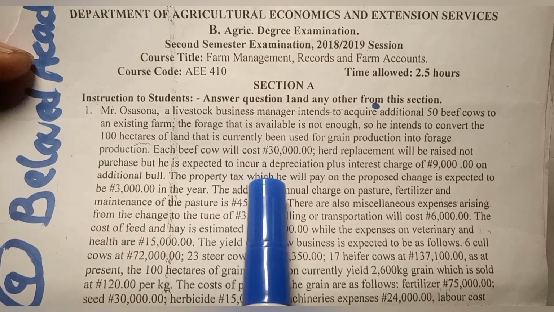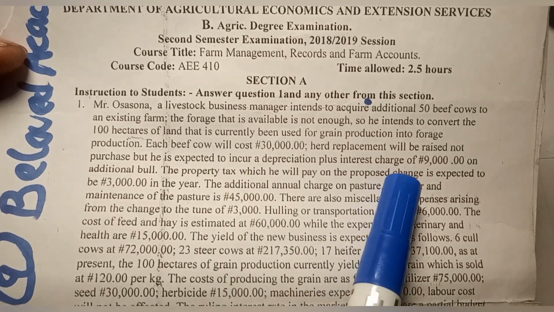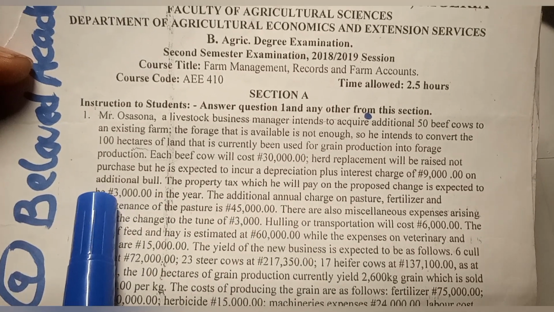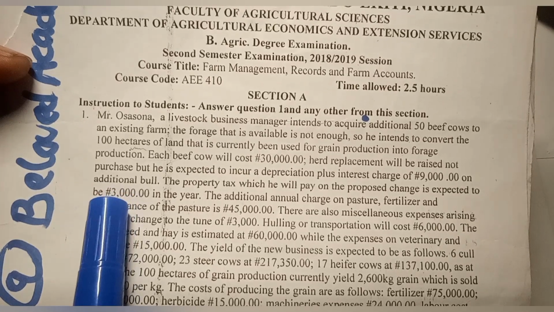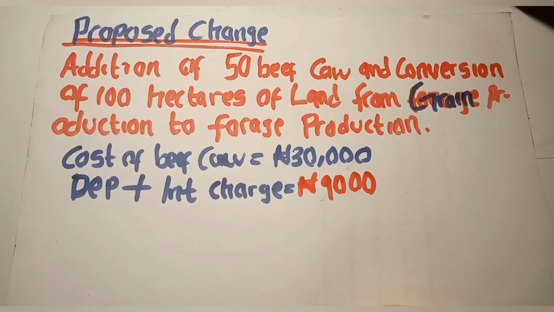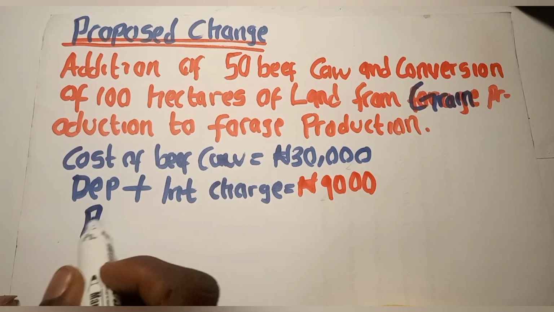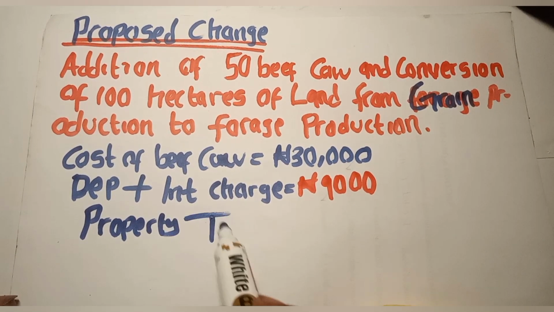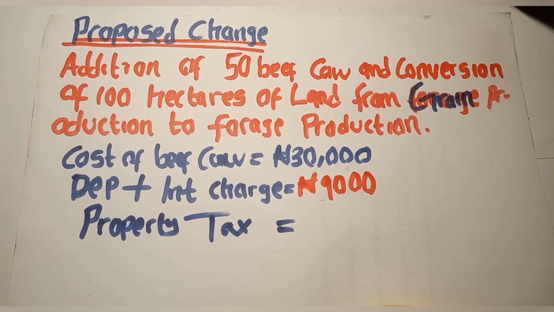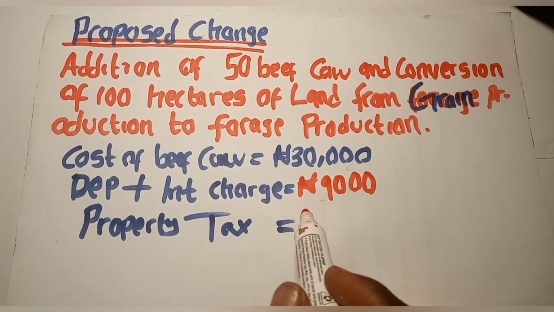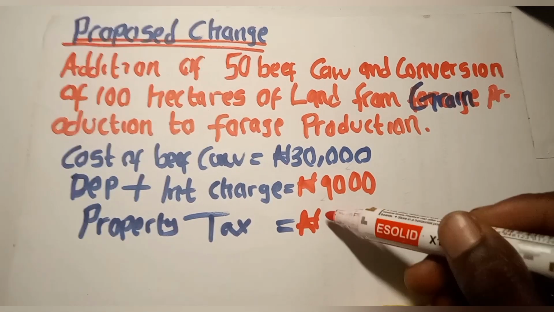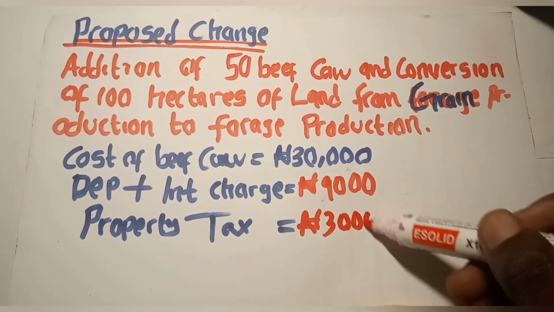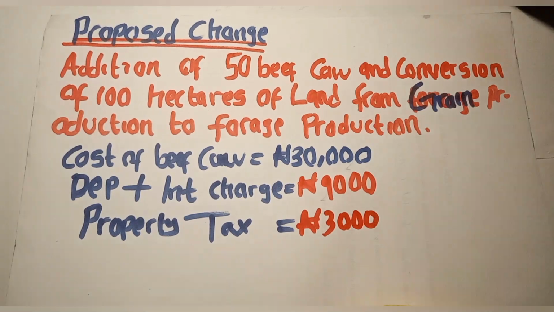The property tax which he will pay on the proposed change is expected to be 3,000 naira. So I'm still going to be having the property tax. The property tax is 9,000 naira. No, not 9,000, 3,000 naira rather. Sorry. 3,000 naira.